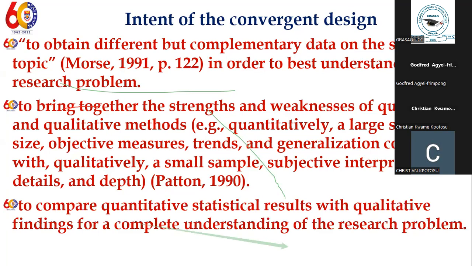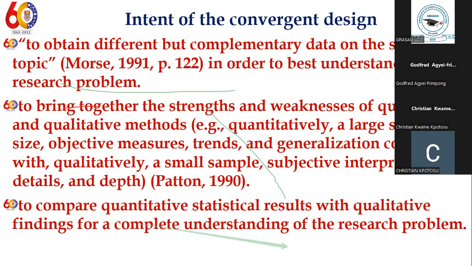Another area, if you want to compare quantitative statistical results with qualitative findings for complete understanding of the research problem. So there are cases where, let's say you have 50 people that have responded to a questionnaire, and about 35 of these people are saying we strongly agree. And the remaining people are saying we strongly disagree. You see the extreme of these two types of responses.